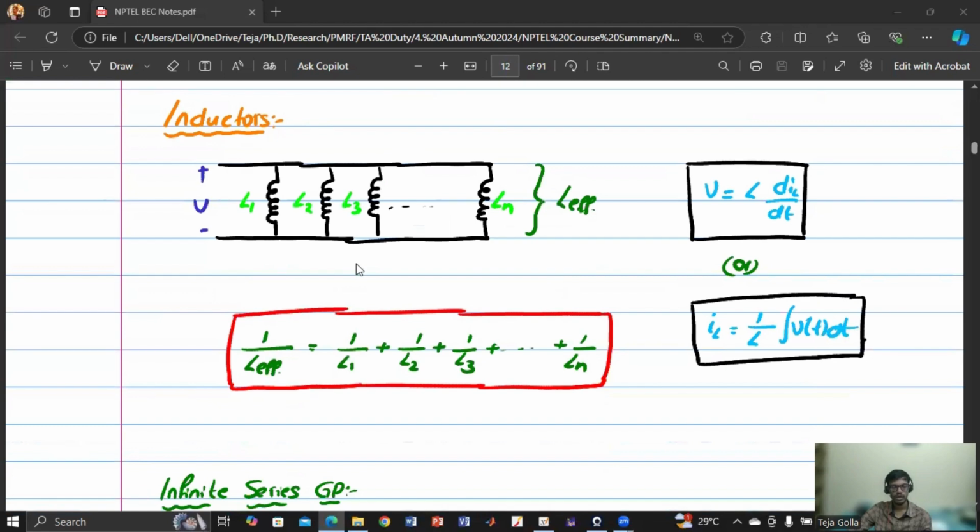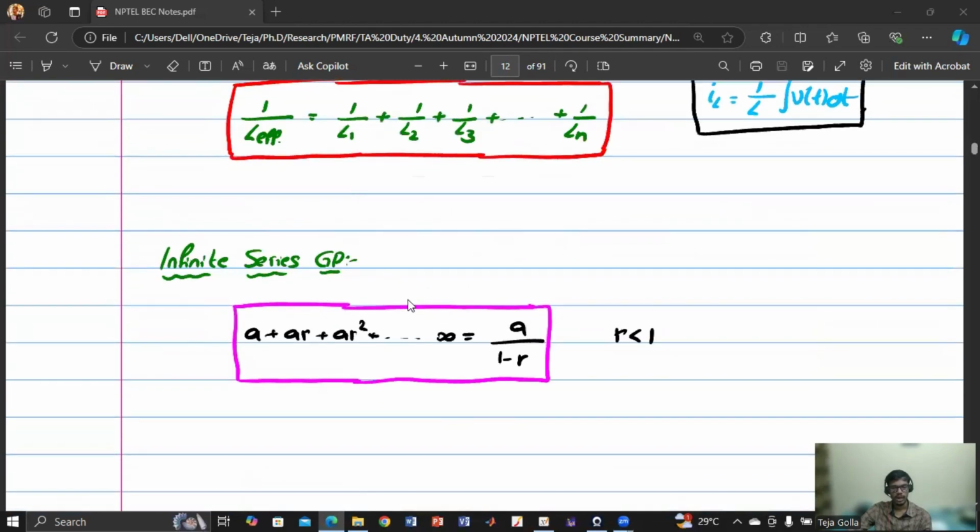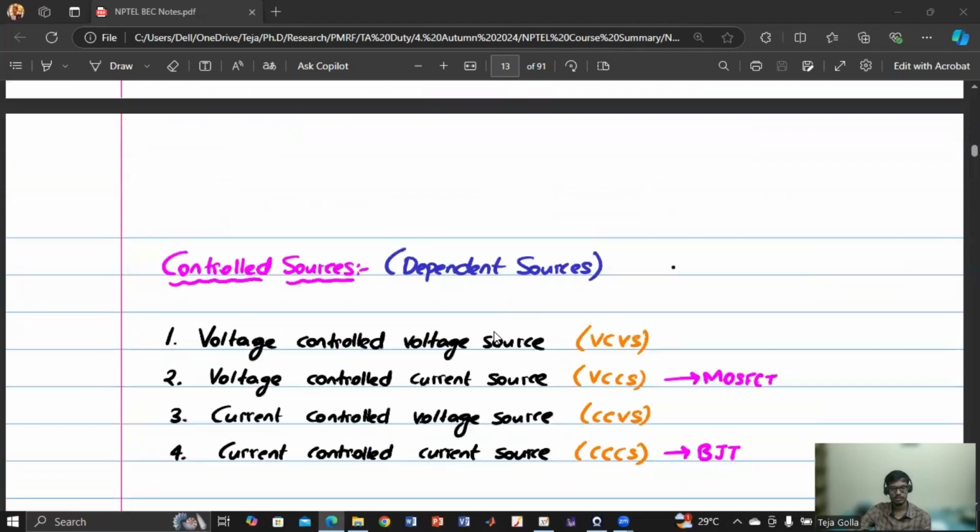So the inverse of the effective inductance will be the summation of the inverses of the individual inductances. And I have explicitly mentioned this because there are many problems which depend on this. So if we have an infinite series, say a geometric progression, a plus ar plus ar square up to infinity, and if r is less than 1, then the infinite summation can be written as a by 1 minus r, which might be used in a few of the problems. So that's why I have explicitly mentioned it.